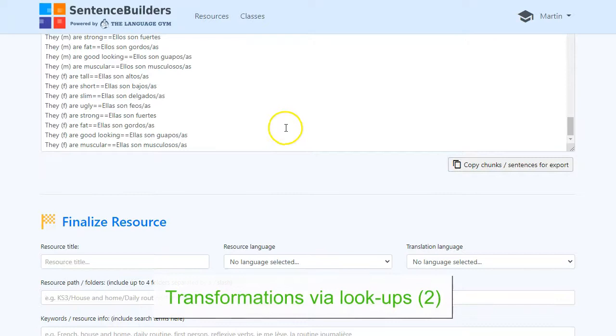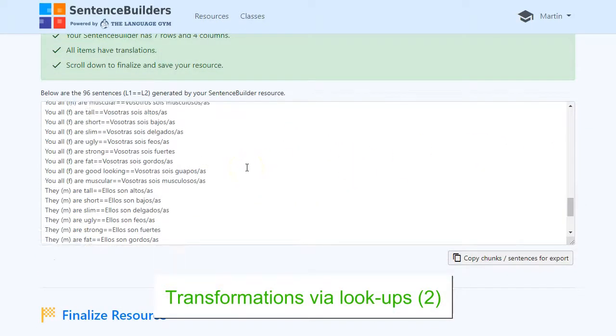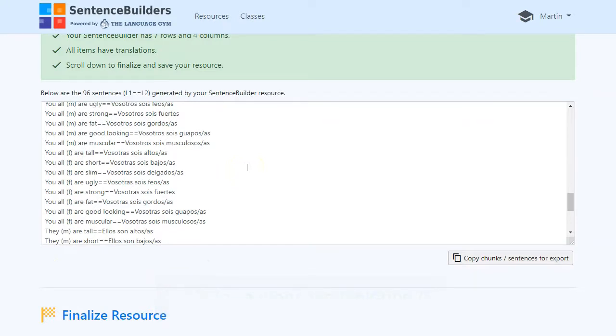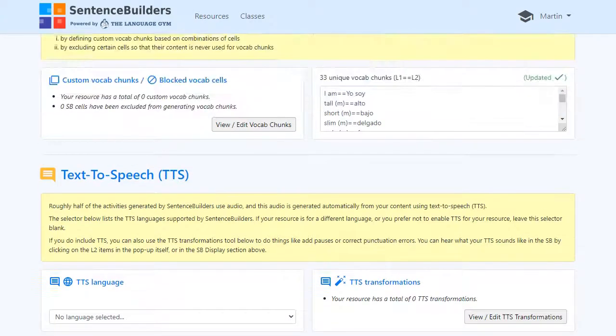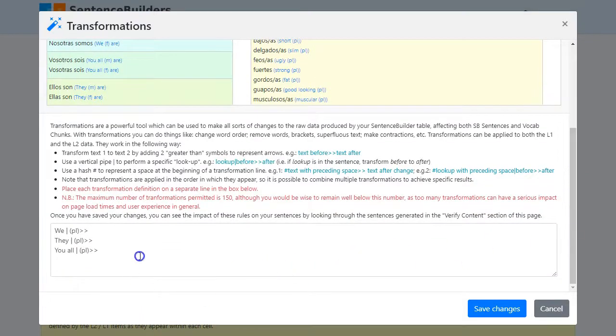So that's looking good. The only problem we have now is that on the Spanish side, all those plural sentences contain mixed masculine and feminine adjectives. So we've got gordos, as, guapos, as, etc. So we need to transform those out as well. So here's how we do that. We'll go back to our transformations and we need to add in some more lookups.